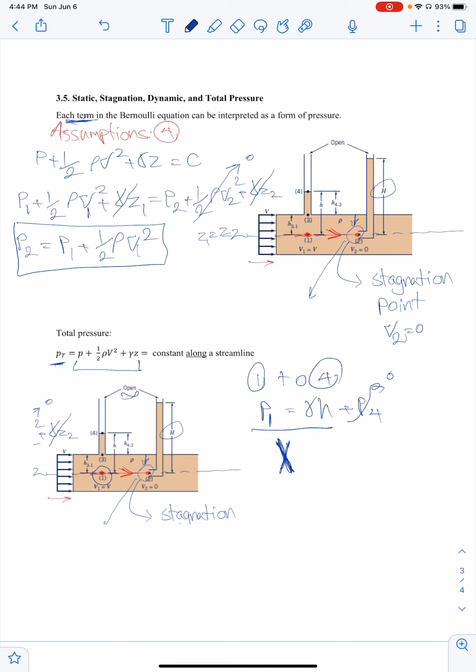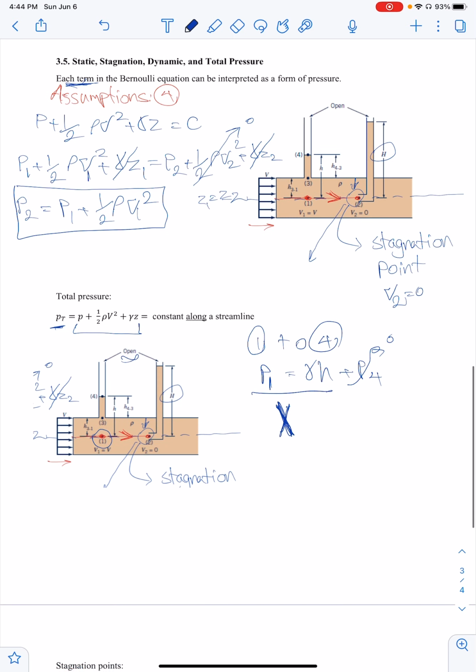Just pause the video and think about why we cannot do this right here, and then I'm going to talk about it. So I hope you paused it and thought about it. The reason is that this formula is for when the fluid is at rest, meaning that it's static, right? But we can see that right here we have velocity, correct?